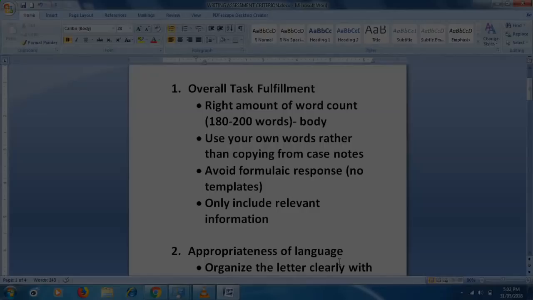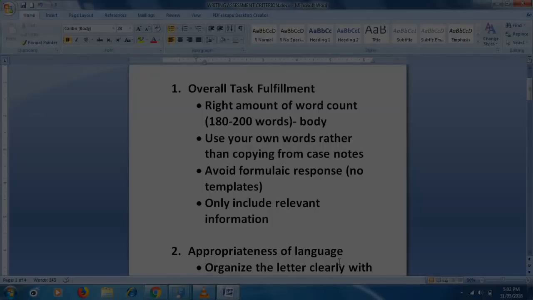The next one is avoid formulaic response. This means no templates, no frameworks. I know that a common tendency that students have is to follow a certain framework or a formula, and the most commonly used formula by students is writing the introduction followed by social and medical history, and the next paragraph is about during hospitalization, and then the requests, and then the closing. And while this can fit certain contexts, it can only be used for a specified number of case notes and tasks.